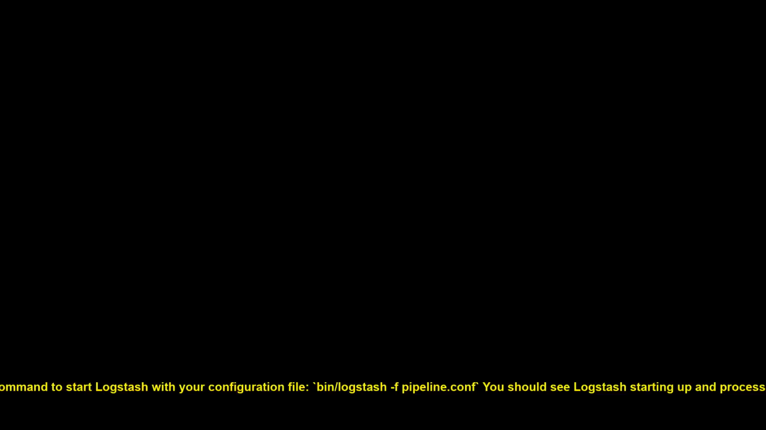Open your terminal or command prompt and navigate back to the Logstash directory. Use the following command to start Logstash with your configuration file: bin/logstash -f pipeline.conf. You should see Logstash starting up. Monitor the terminal for any errors or warnings during startup. If everything is set up correctly, your data should now flow into Elasticsearch. You can check the Elasticsearch index you specify to verify the data has been ingested.